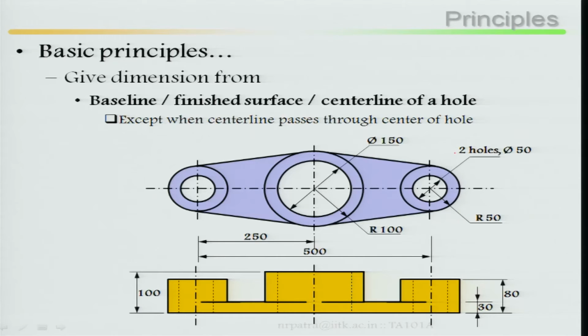Fifth point: give dimensions from baseline, finish surface, center line of a hole, except when the center line passes through the center of a hole. This is a repetition of the fourth point, but with one exception: when the center line passes through the center of a hole, because there are three holes. In that case you can do it. The other part you can take from here to here, between, not from this hole to this hole, as a whole you can take it.